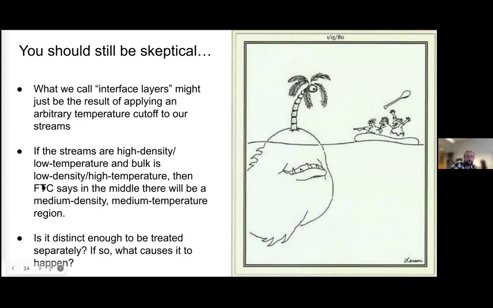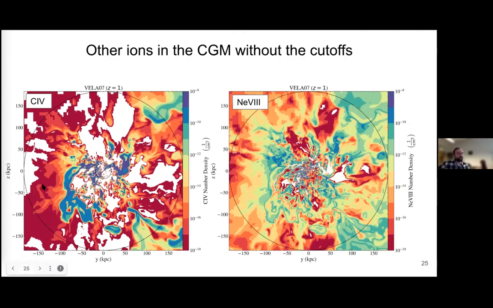And if so, what causes it to happen? So let's stop talking about oxygen 6 for a second and look at some other ions in the CGM without these cutoffs. So this is carbon 4 and neon 8. Like oxygen 6, they're all lithium-like, which makes them easier to observe. They have 3 electrons, but they are otherwise not that similar.